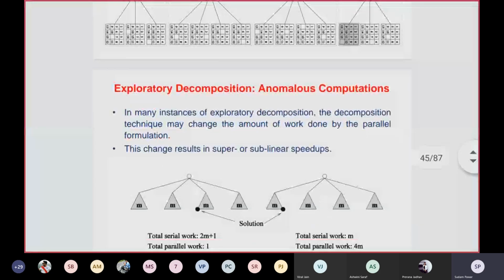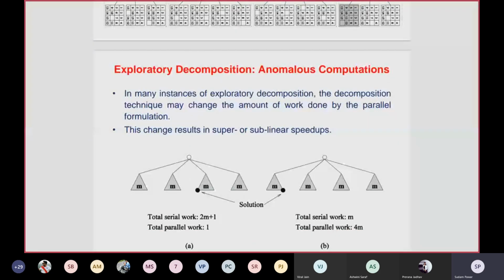So you have to remember here, in exploratory decomposition and its anomalous computation, because it is having many instances of exploratory decomposition. We have seen states 1, 2, 3, and 4. Tasks 3 and 4 have 3 instances, and 2 and 3 have 4 instances of the substates in a solution space. So the decomposition technique may change the amount of work done by the parallel formulation of the task or subtask. This change results in super or sublinear speedup of your system.